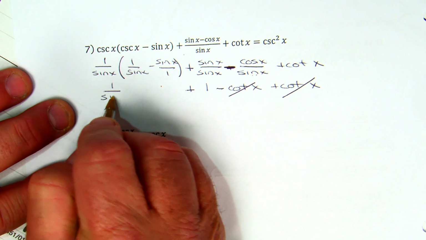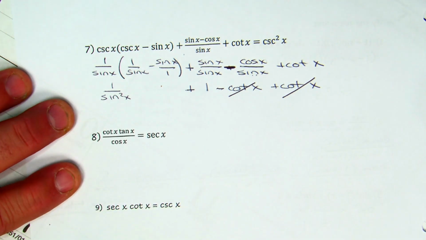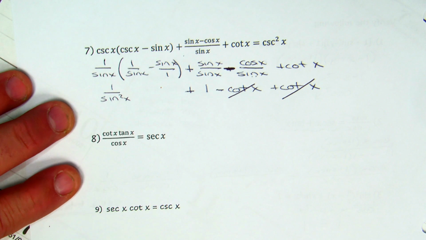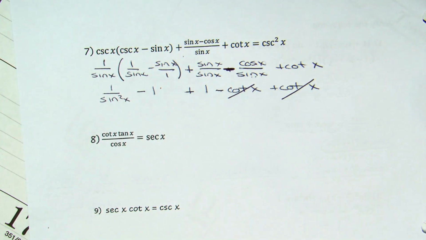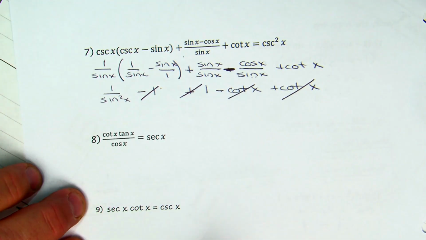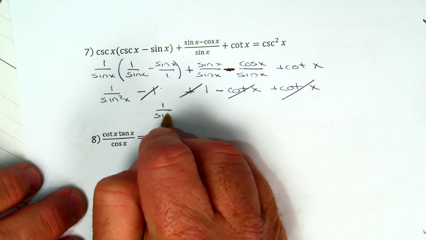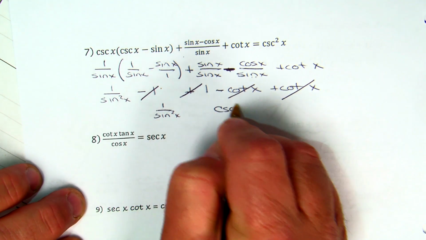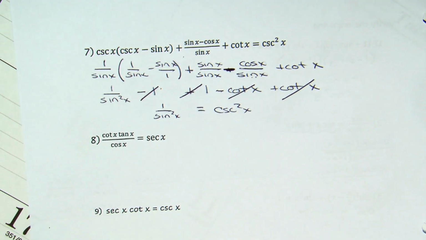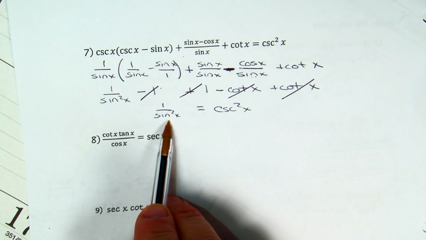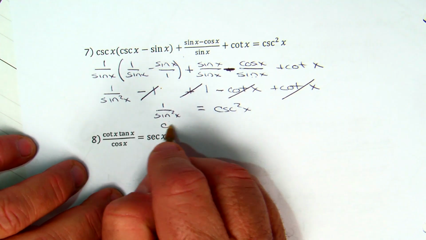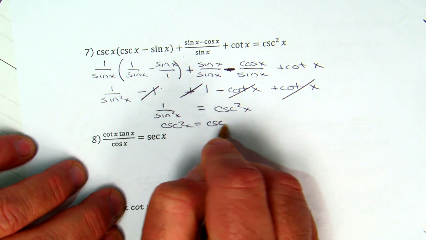1 over sine squared x. 1 over sine squared x. Minus 1. Everybody good with that part? Because the sine x and the 1 over sine x are going to cancel out. Now what are the negative 1 and the plus 1 going to do to each other? Cancel out. So now I got 1 over sine squared x versus cosecant squared x. And you can go either way with it. You can either rewrite cosecant squared as 1 over sine squared if you want to write everything that way, or if you know 1 over sine squared is cosecant squared, either way it's going to be completely fine.